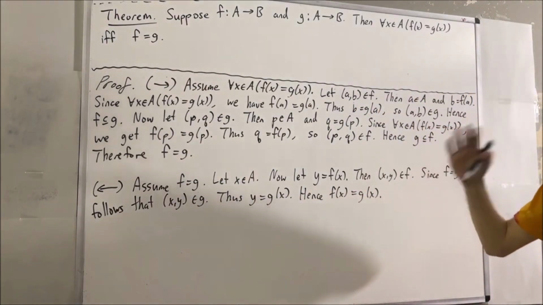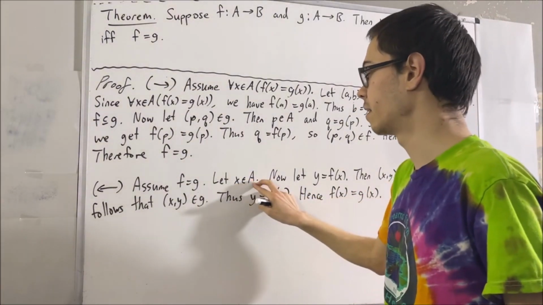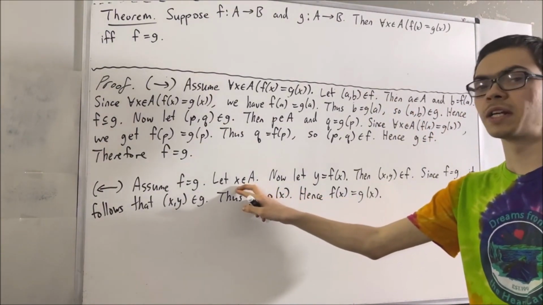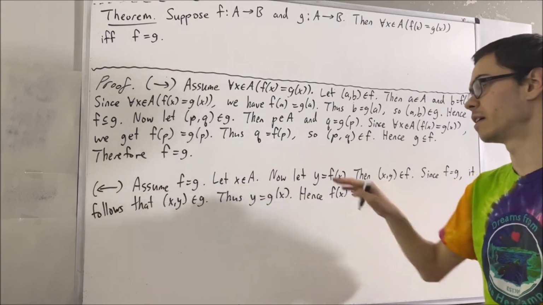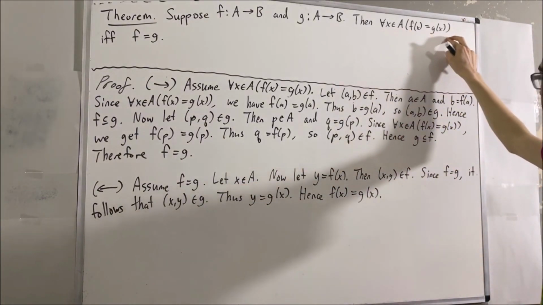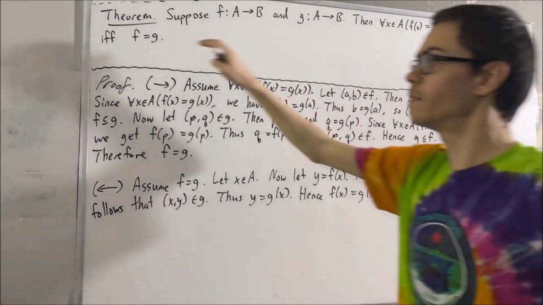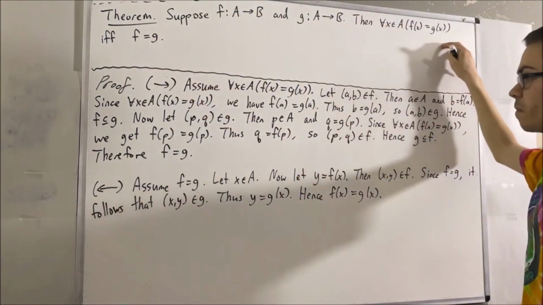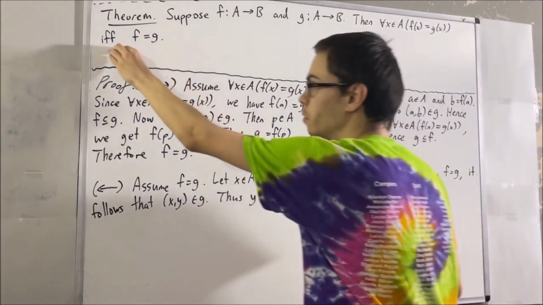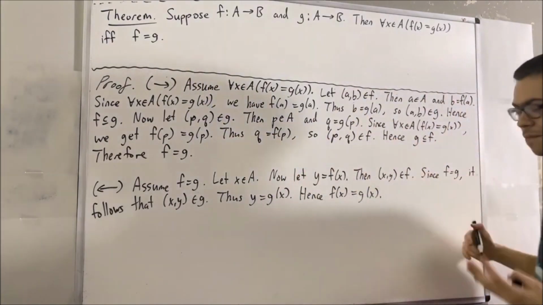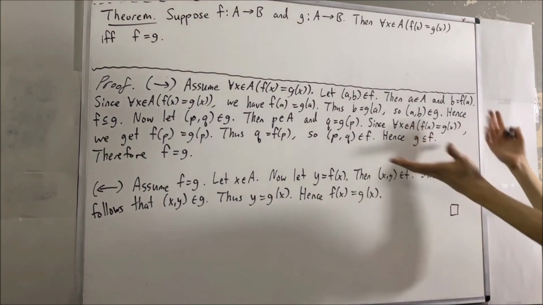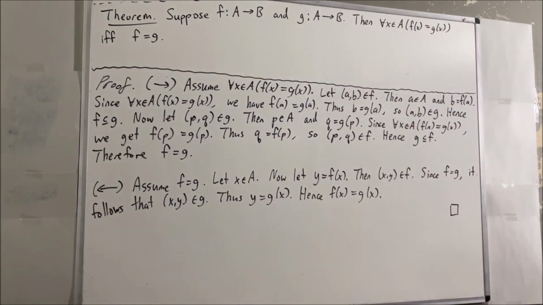So, we started with an arbitrary element x in A, and we deduced that f of x equals g of x. Since x is arbitrary, this means for every element x in A, f of x equals g of x. So we have proven precisely this statement, and so we have proven if this is true, then this is true. And so at this point, we have proven both parts of the if and only if, which means we've proven the theorem. And yeah, that is pretty much the idea of how you could prove a theorem like this. And that's pretty much it for this video.